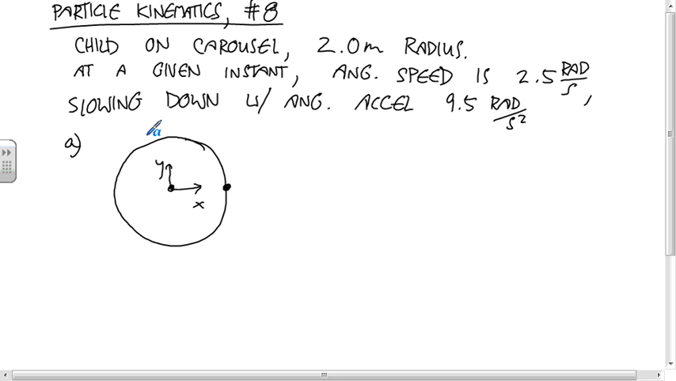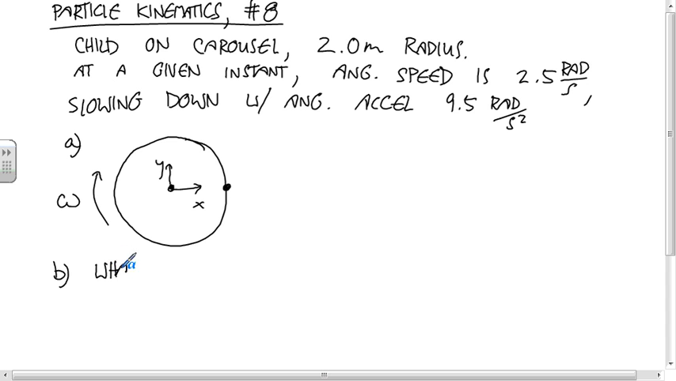So positive rotation is counterclockwise. I think that's the way I did it. Well, actually, since that's the way I did it in the solutions, let's do it the other way. So let's assume that the rotation direction is this way at that instant. Okay, so if it's rotating this direction and the angular speed is 2.5 radians per second, what would the angular velocity be? I think that's part B.